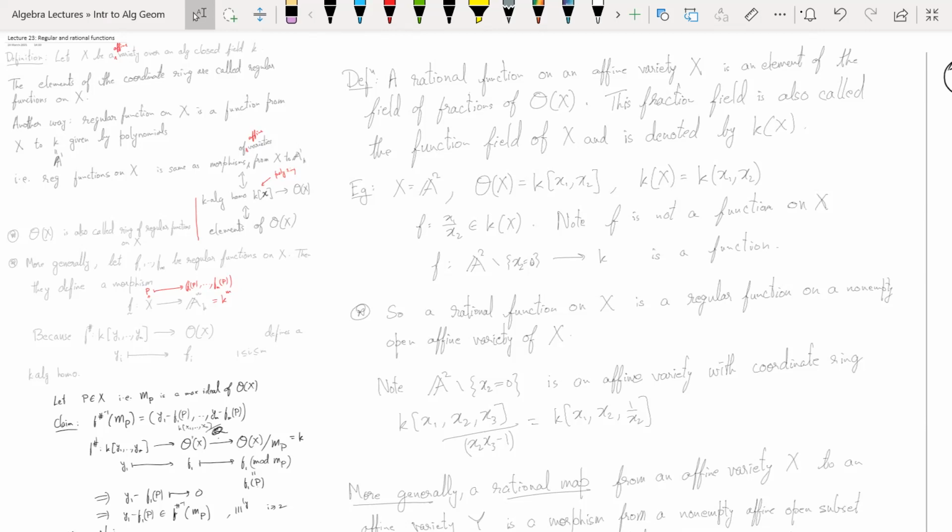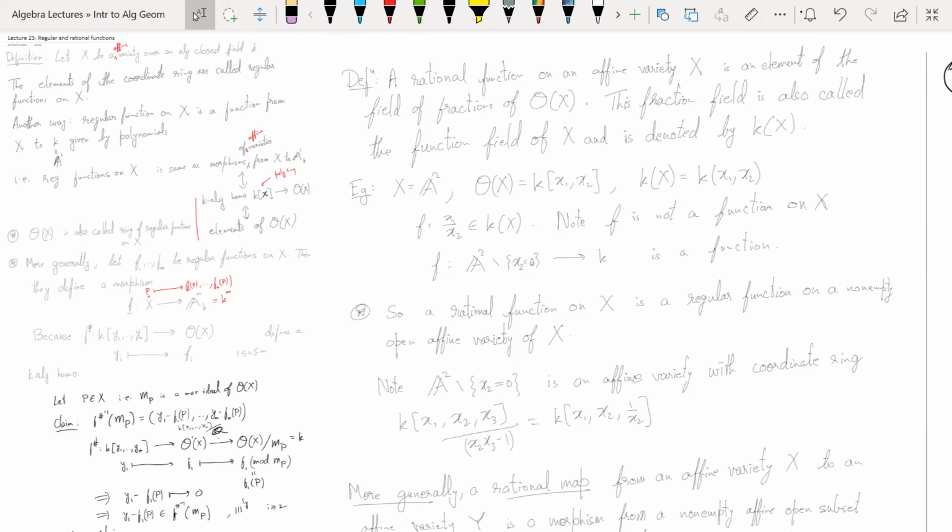So, by the way, this fraction field, the field of fractions of OX, is also called the function field of X, because it's a field and it contains functions on X. I mean, the functions may not be defined on the whole of X, but still, they are partially defined functions on X, and it is denoted by K round bracket X.